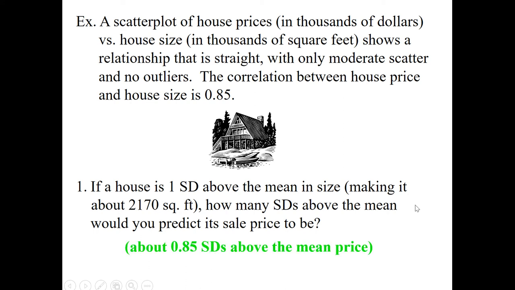And so we know that if our R is 0.85, for each standard deviation move in X, the standard deviation in Y is going to move 0.85. So we would say it would be about 0.85 standard deviations above the mean price, because this is above the mean size, so we're going to go above the mean price.